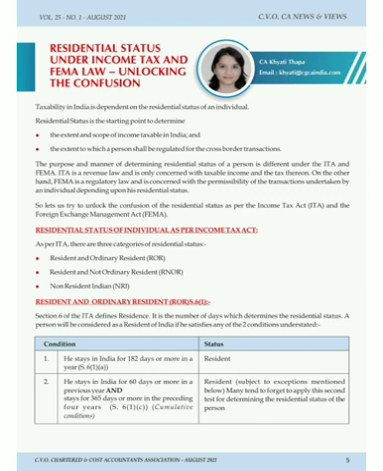Residential status of an individual as per the Income Tax Act. As per ITA, there are three categories of residential status: resident and ordinary resident, ROR; resident and not ordinary resident, RNOR; non-resident Indian, NRI.